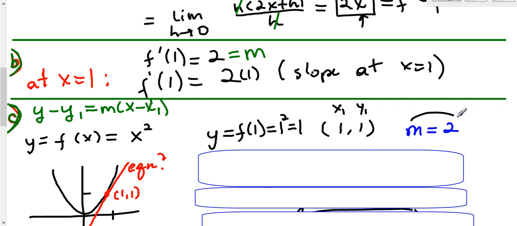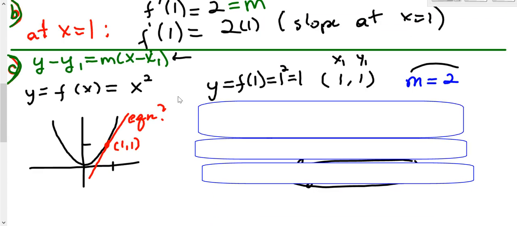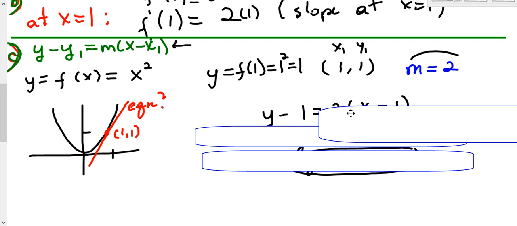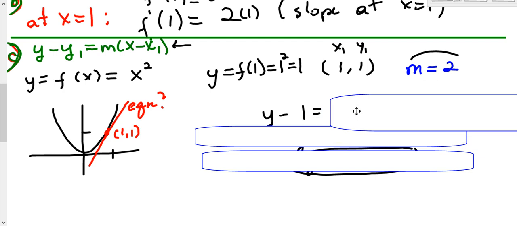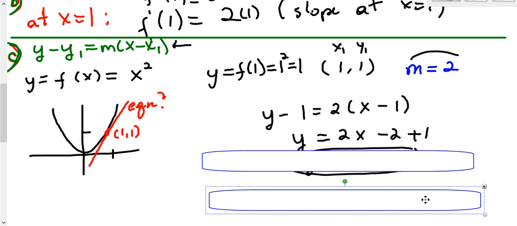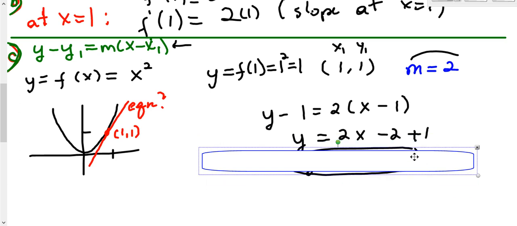Slope we also have. Now we can put all of that into this equation to get the equation of a line. So y minus 1 equals the slope, which is 2, times quantity x minus 1. At this point, we just distribute and simplify: 2x minus 2 on the right-hand side, and then plus 1 to move that minus 1 from the left to the right. So the final answer is 2x minus 1.